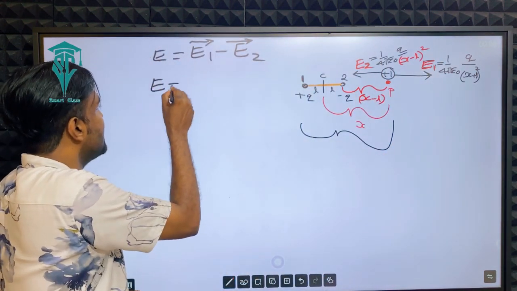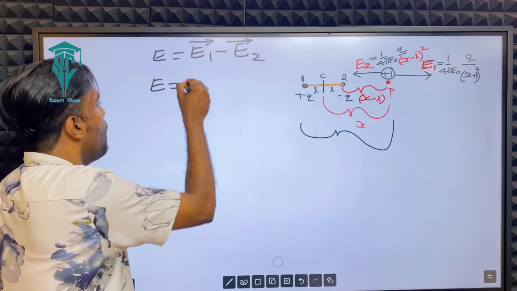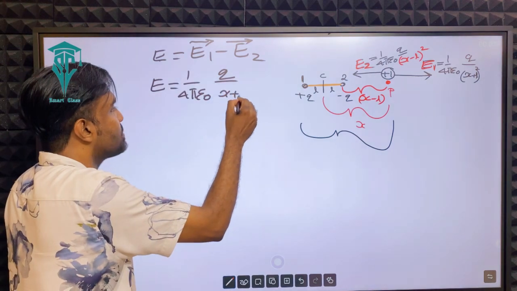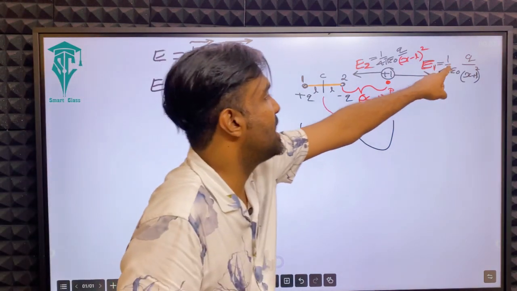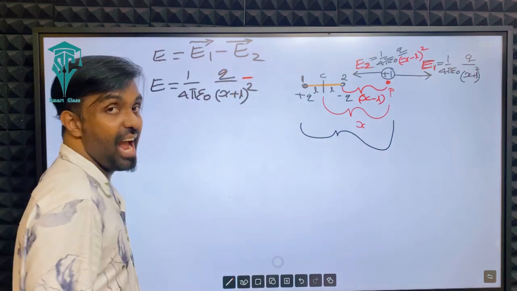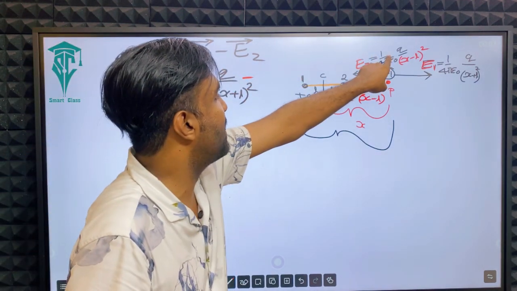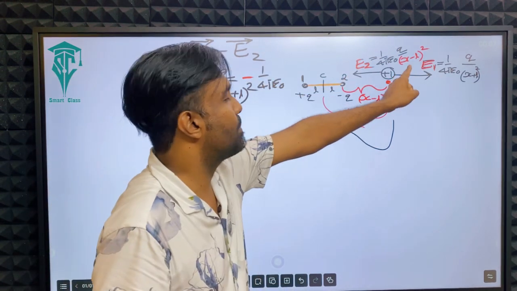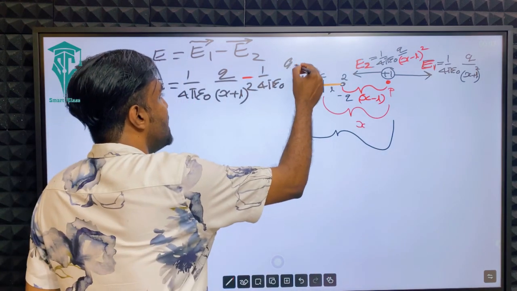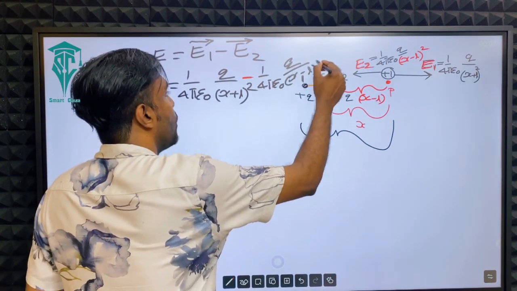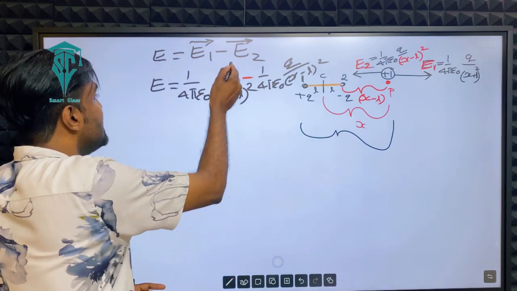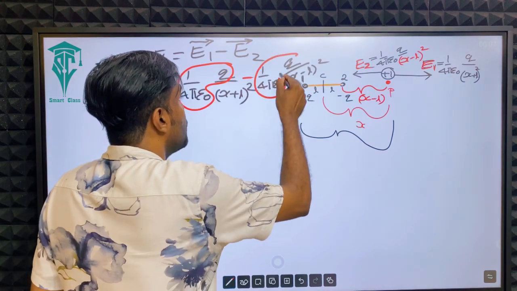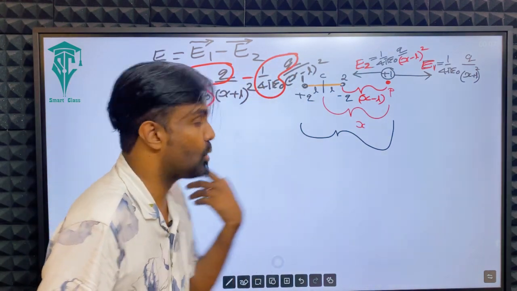Instead of E1, please place the value 1 by 4 pi epsilon 0 times q divided by (x plus L) the whole square. That is the value of E1. Put that minus sign, and then place the value of E2, which is 1 by 4 pi epsilon 0 times q divided by (x minus L) the whole square. From here, this term is q by 4 pi epsilon 0, and here also q by 4 pi epsilon 0. Please take it out as common.